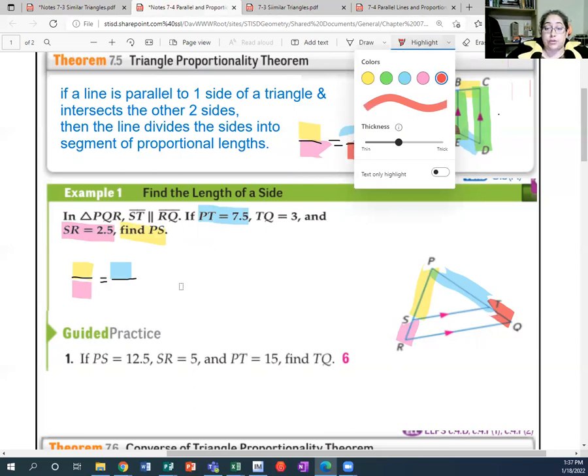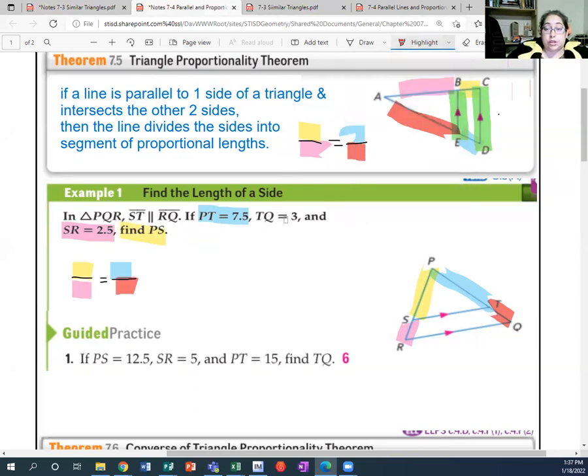And it's in fraction with this other piece, TQ. All right, there it is. And I'm going to fill in what they gave me. I don't know what PS is, so I'm going to use a variable. There's the pink information. There's the blue information. There's the red information. And once again, this now looks like a setup from 7.1, cross multiply and solve.